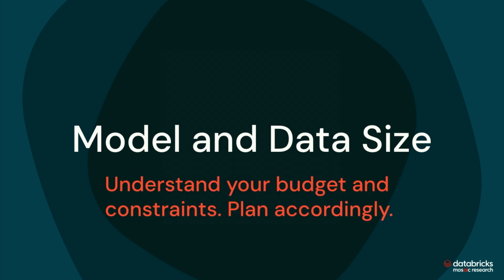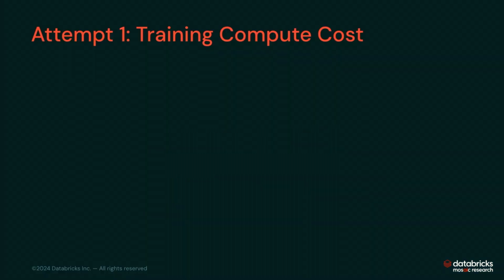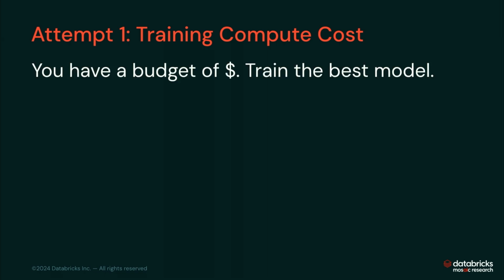Okay, model and data size. You gotta understand your budget constraints and plan accordingly. I'm gonna go through this in 3 iterations where we get increasingly sophisticated about how we think about cost. Number 1 is let's just think about training compute. You have a budget of some amount of money. I'm gonna give you $1,000 or $100 million. Take your pick. You'll pick the 100 million, but that's another can of worms.